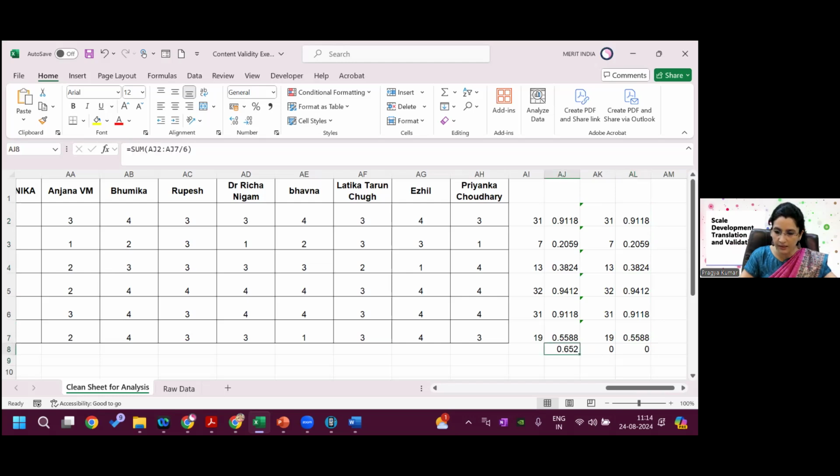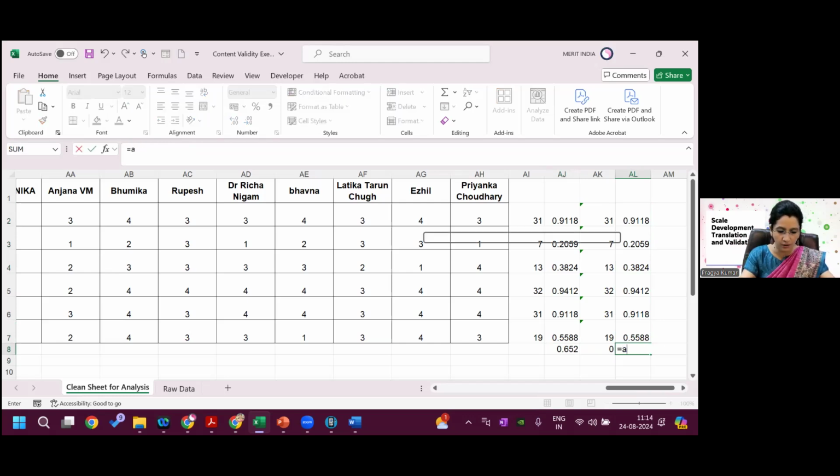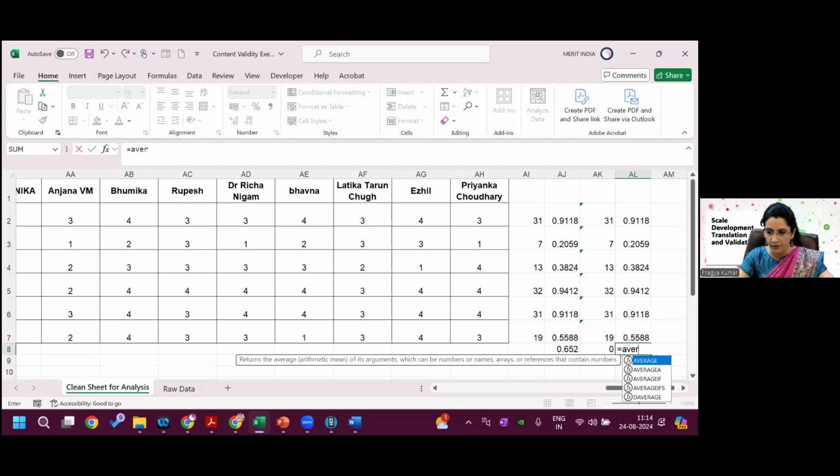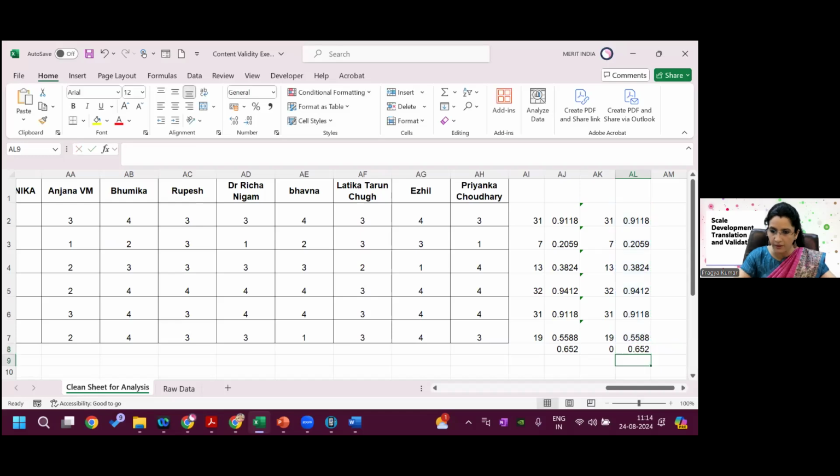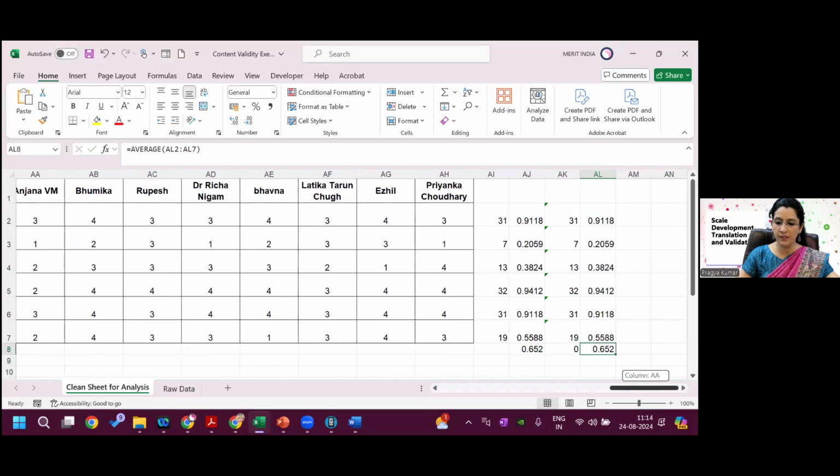I have applied this formula. You can write is equal to average of all these individual values. You take the average, select, and press enter. So you can see the average is 0.652. So the overall scale reliability is also poor.